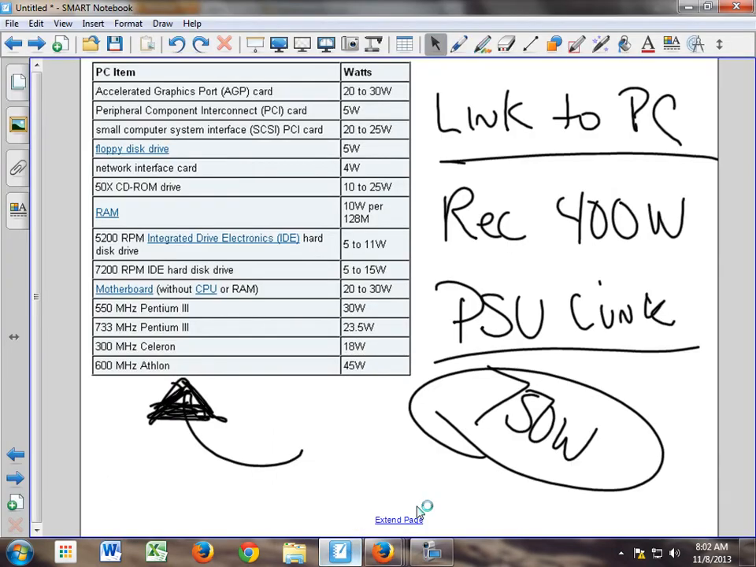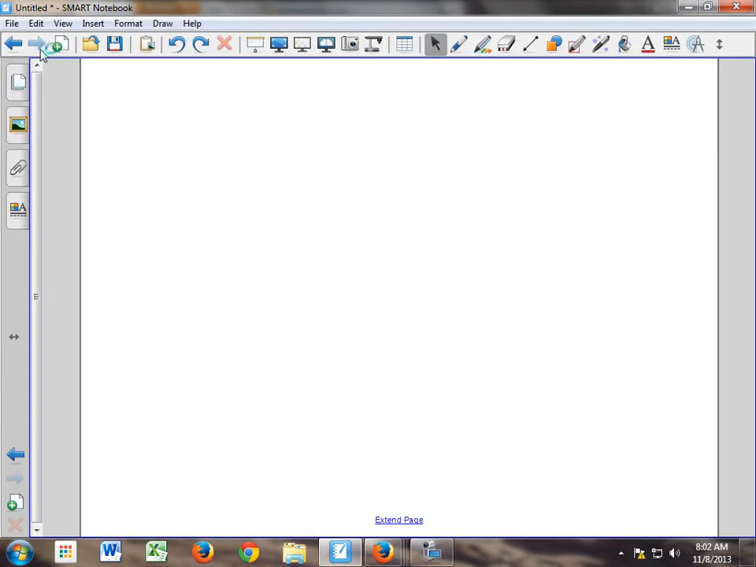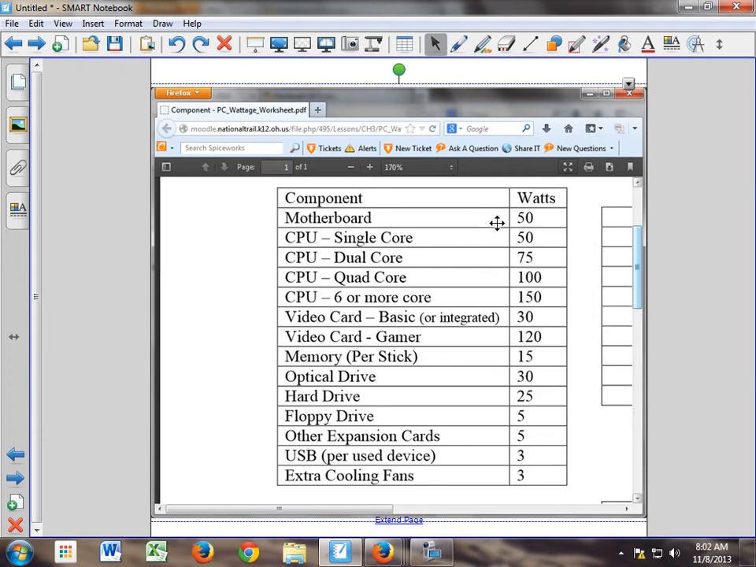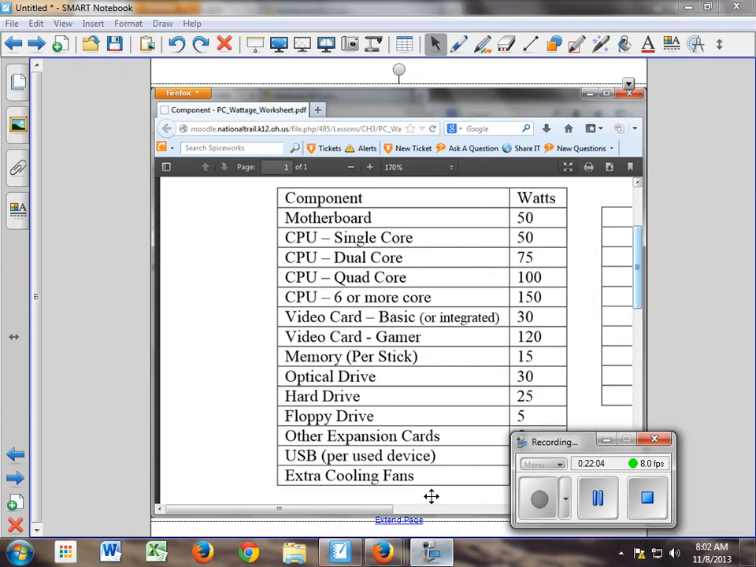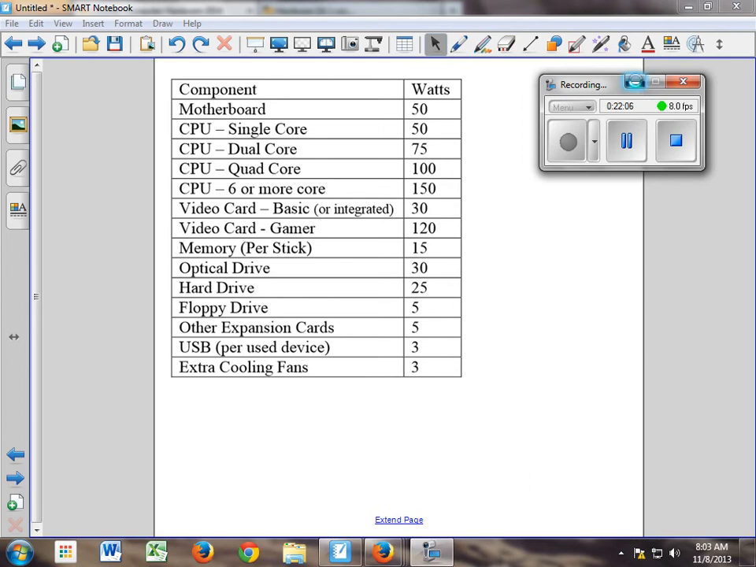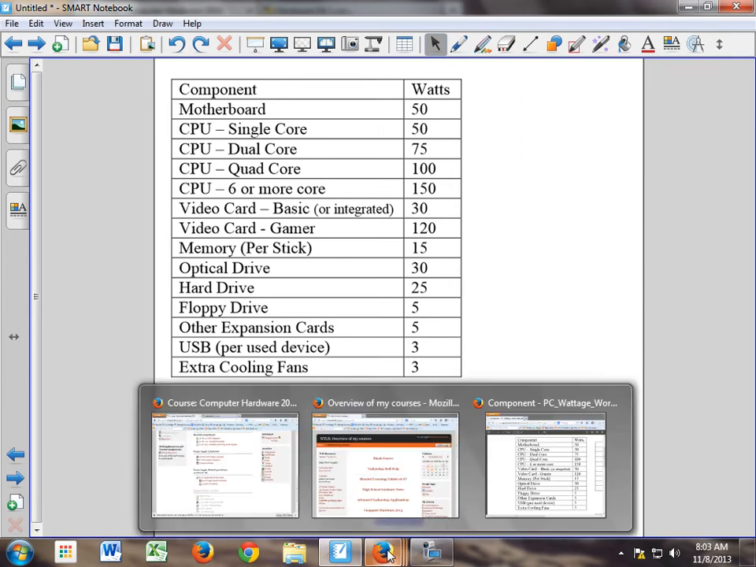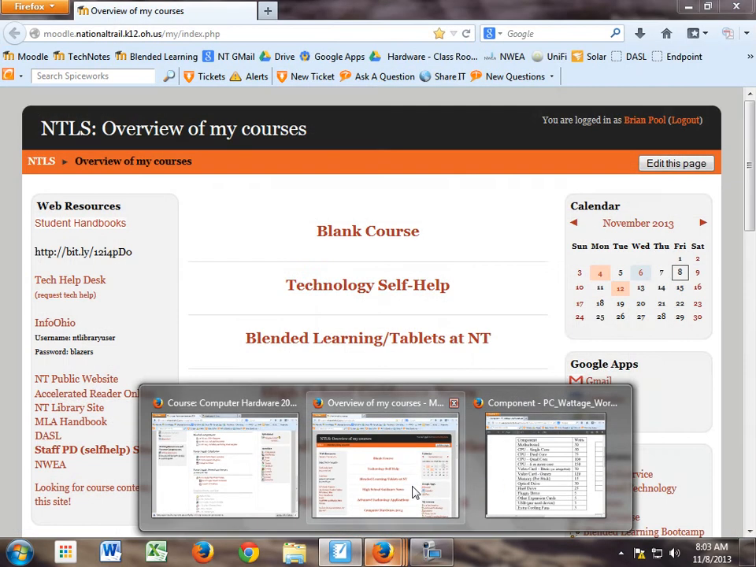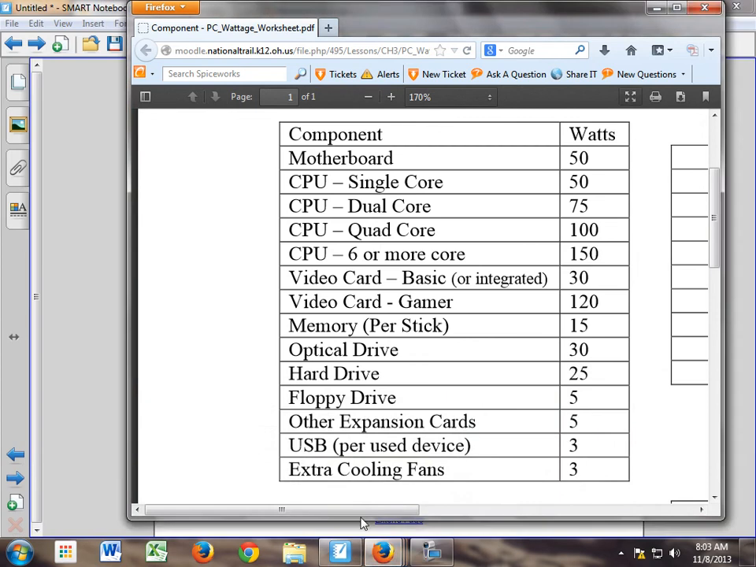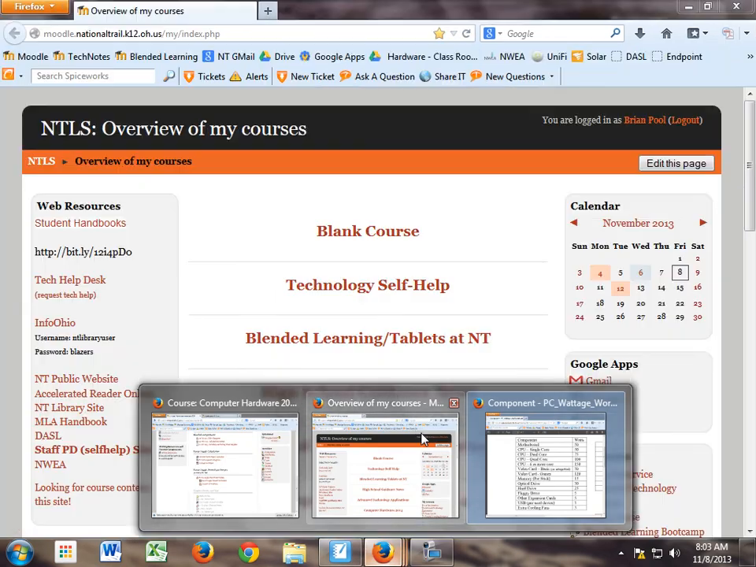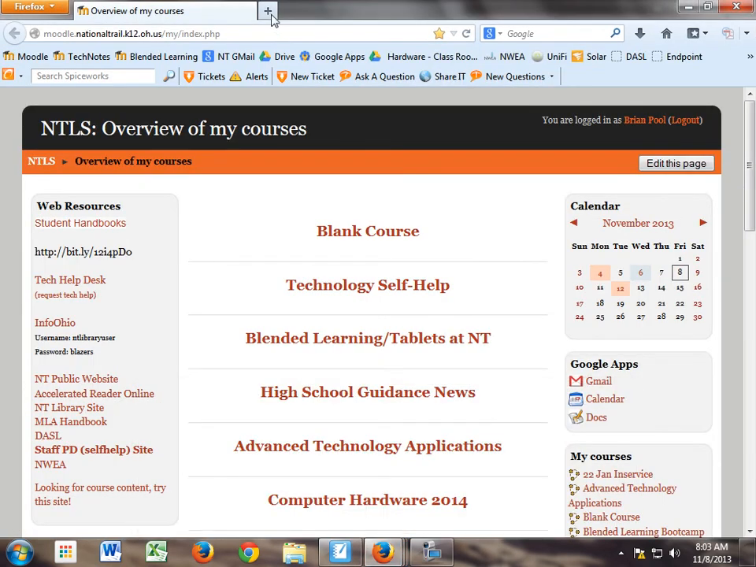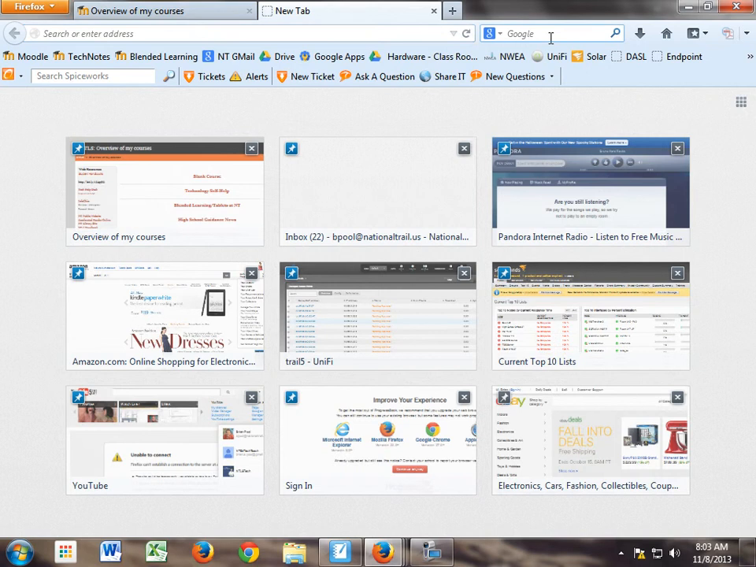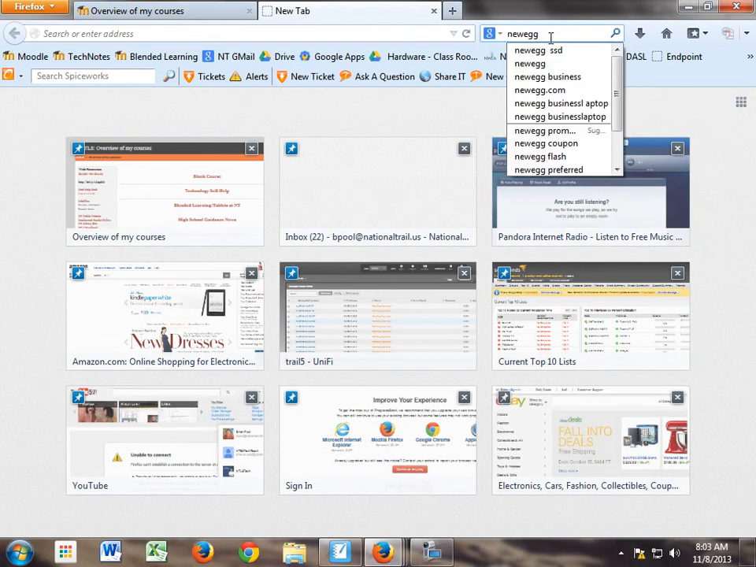I'm going to pull up a new one and paste. Okay, so we're going to use this one right here, and I'm going to go find us a PC. I'm going to do it on the fly here. And we're going to go find the wattage for a particular PC. Let's go to Newegg and find ourselves a nice gamer PC.